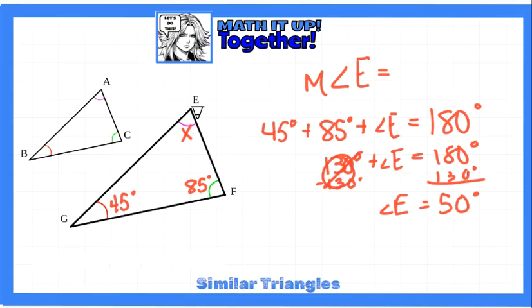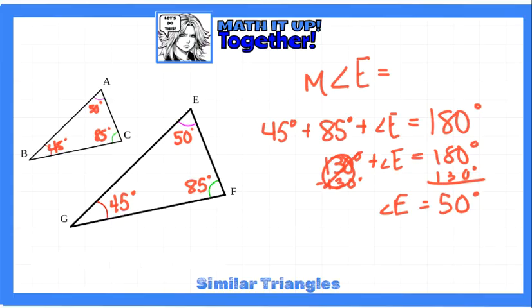And of course, we can translate. I'm going to fill that in there. 50 degrees. We can translate all those angle measures, the corresponding angle measures over here, 45 degrees, 50 degrees, and 85 degrees, because we know that when they're similar, they have the exact same angle measures for those corresponding angles.